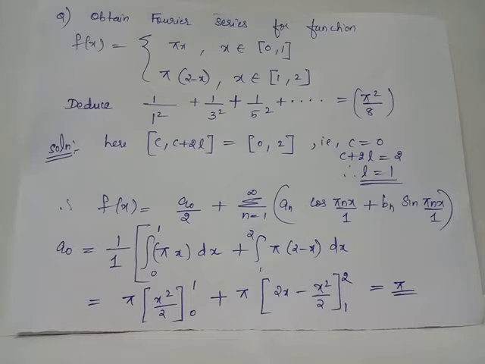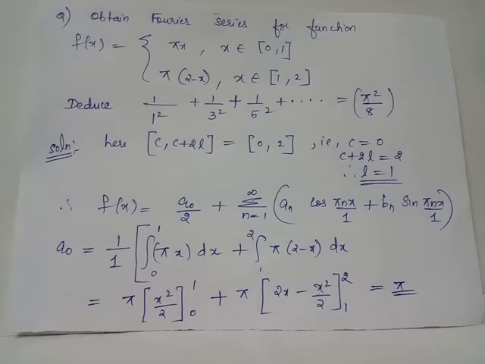We have to deduce the relation 1 by 1 square plus 1 by 3 square plus 1 by 5 square plus etc. equals pi square by 8. We have the general interval for f of x given by closed interval c comma c plus 2L, and here the interval in which function has been defined is closed interval 0 to 2. Thus, comparing c comma c plus 2L to closed interval 0 to 2, we have c equals 0 and c plus 2L equals 2, from which we have L equals 1.